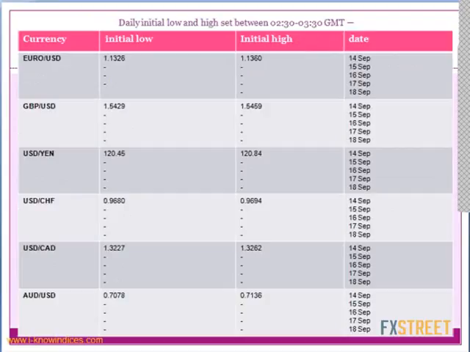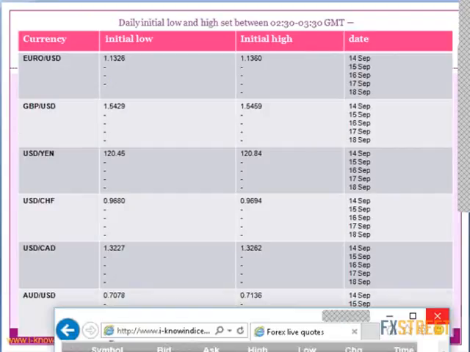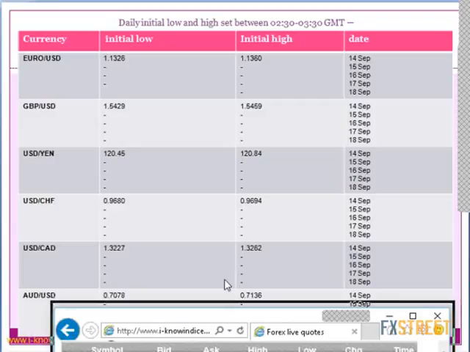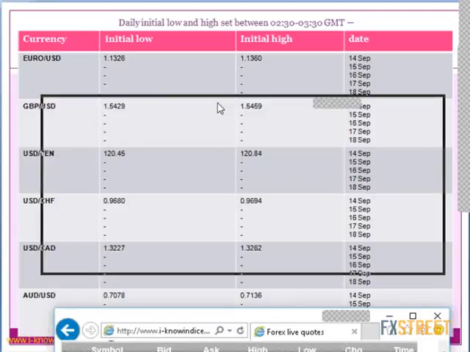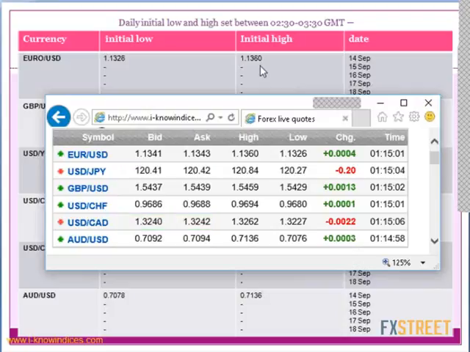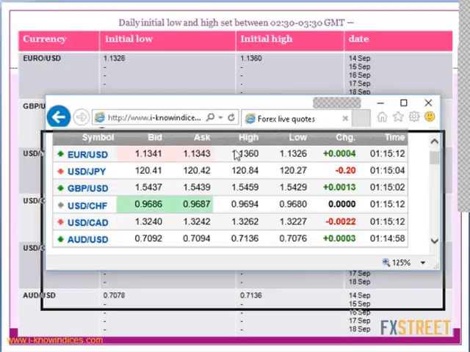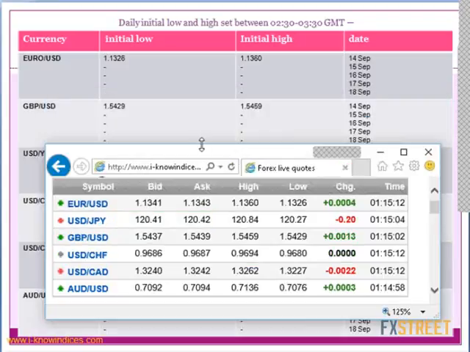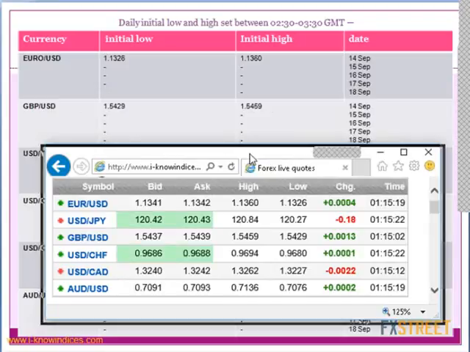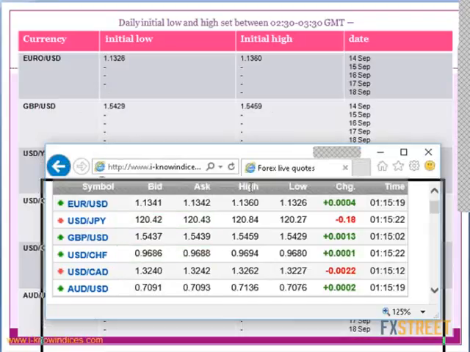Now coming to the market reading, Euro formed the low 1.1326 and the high 1.1360. They have not breached the low or the high, but they are only making a pip by pip small slide. It is sluggish. And GBP 1.5429 and 1.5459. The spread is very low, and they have not breached the low or the high.